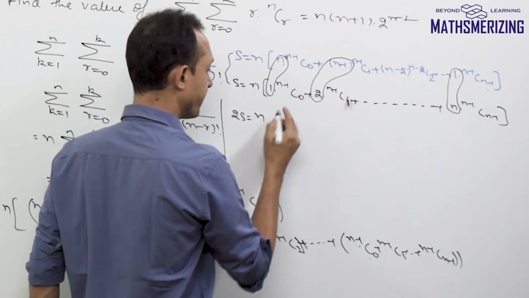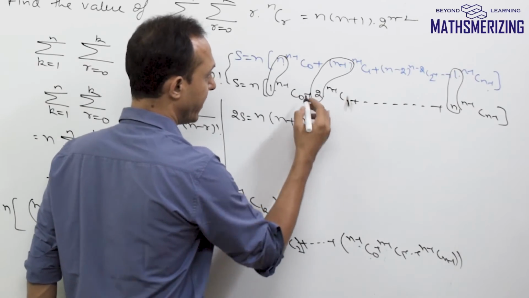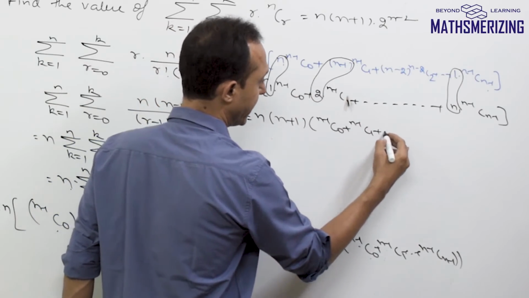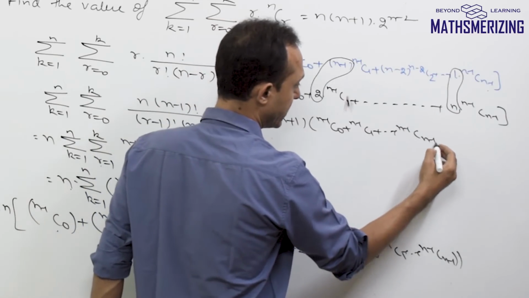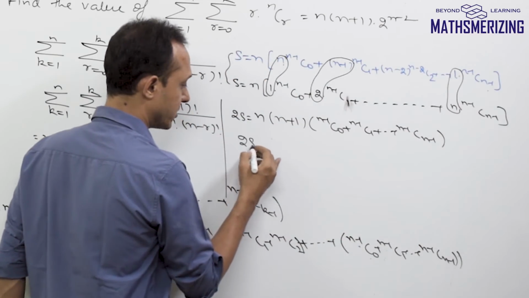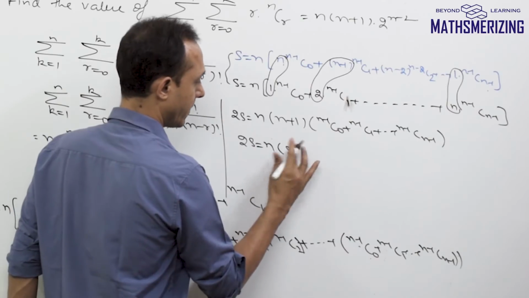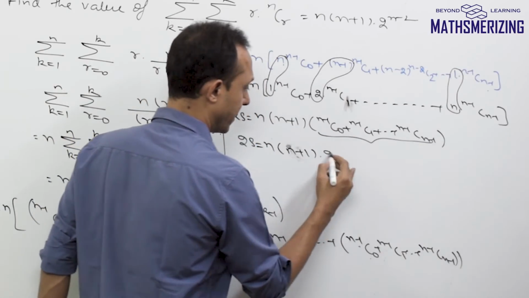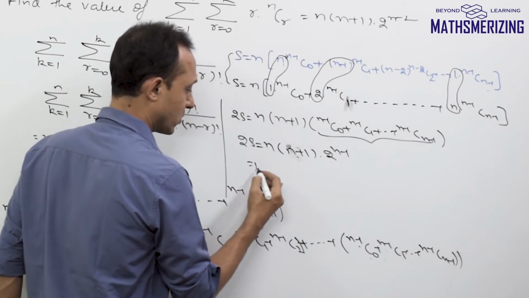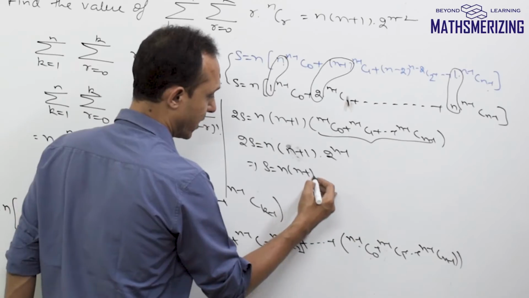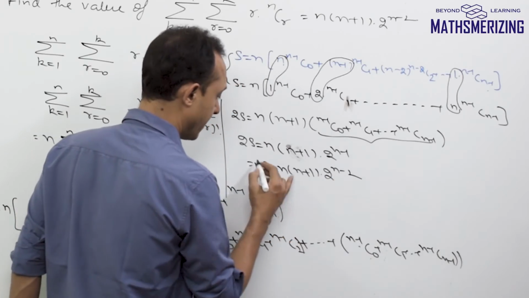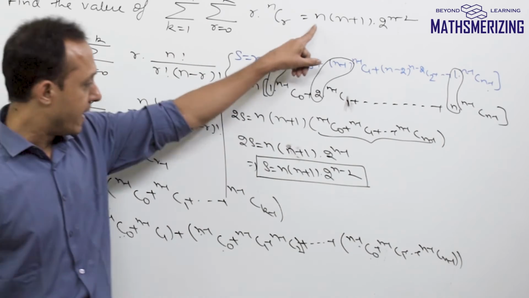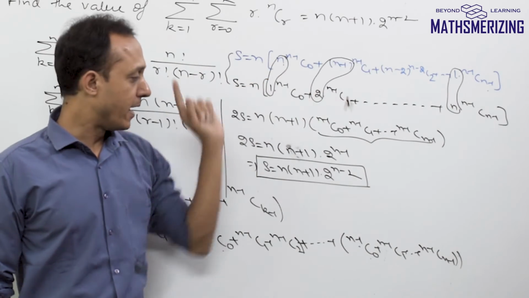So I can write it as n into n plus 1, and then I'm left with this series, which is n minus 1 c0, n minus 1 c1, up to n minus 1 c n minus 1. So this is 2s equals n times n plus 1, and the sum of this series is nothing but 2 to the power of n minus 1. So I'll write s as n plus 1 times 2 to the power of n minus 2. So the sum of the series is n plus 1, 2 to the power n minus 2.